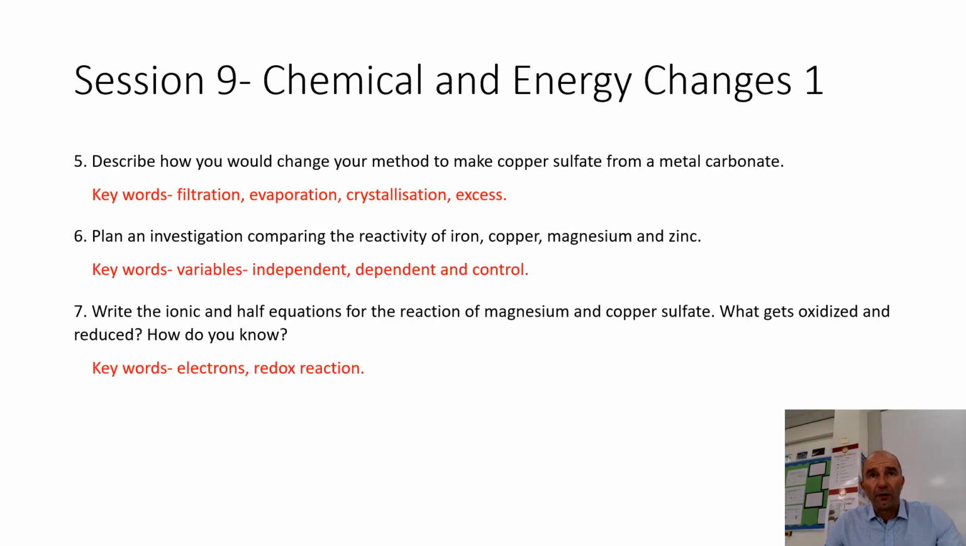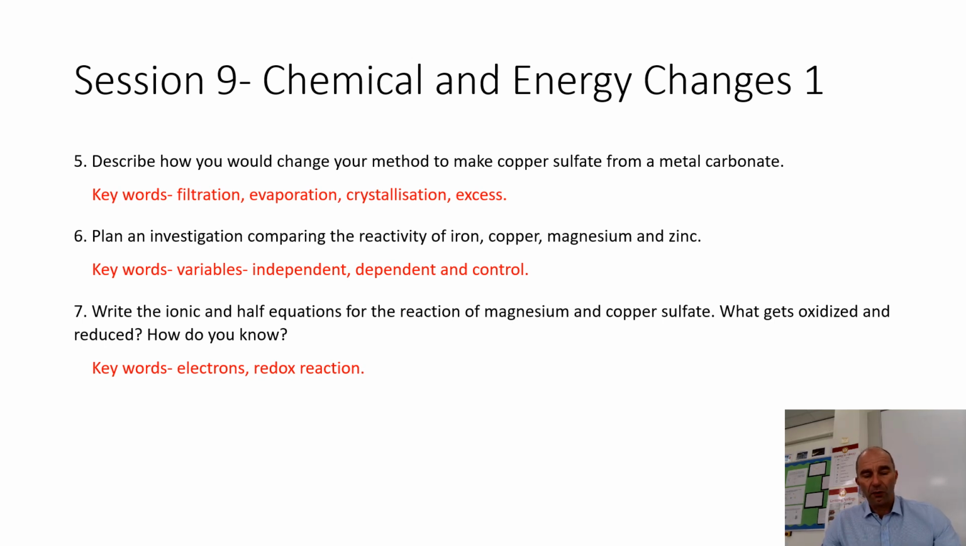So question 5 kind of builds on question 4. So in question 4, you have to describe how to make copper sulfate crystals from a metal oxide. This time, you're going to describe how you change your method to still make copper sulfate crystals, but you're doing it from a metal carbonate. So the keywords are the same as before. So think about filtration, evaporation, crystallization. Think about excess, one of those keywords. They should all fit into your answer. So just think about how you change your method there.